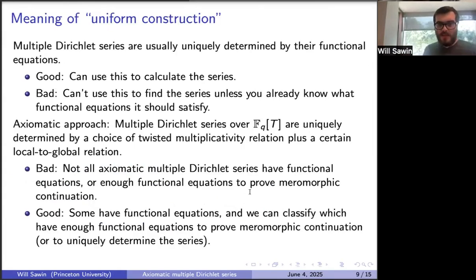Okay, let me continue. Let me say in a little more detail what I mean by uniform construction here, and how in broad terms the construction works. I want to mention first that multiple Dirichlet series are typically uniquely determined by their functional equations, and this helps in constructing them, if there's a unique series that satisfies a given functional equation.